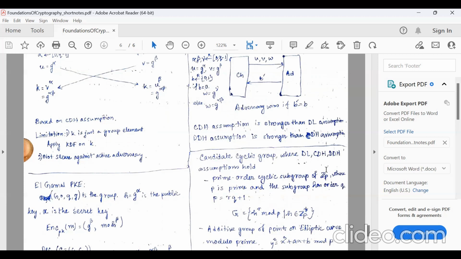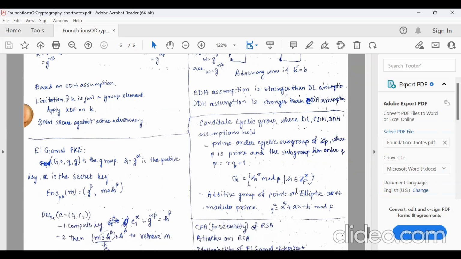And another candidate cyclic group is the additive group of points on an elliptic curve modulo some prime. An elliptic curve has this specific structure. It satisfies the equation y square equal to x cube plus ax plus b for some a, b modulo p. We have discussed elliptic curve points and their behavior, the addition operation, the identity element, inverse, etc. previously.